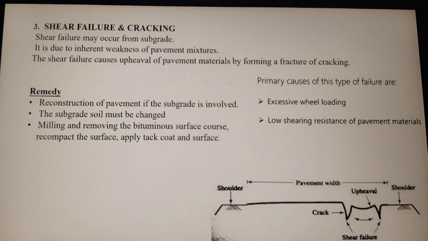The primary cause of this type of failure is excessive wheel loading or low shear strength of the pavement material. The remedial measure adopted is reconstruction of the pavement if the subgrade is involved. That is, if the shear failure occurs from the subgrade, you have to reconstruct the pavement. Second remedial measure is to remove the subgrade soil. Third is milling and removing the bituminous surface course, recompacting the surface, and applying tack coat and surface coat.